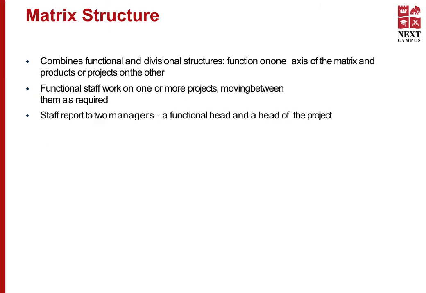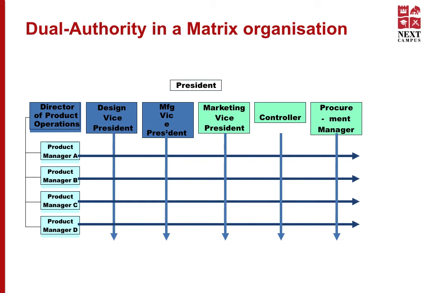Matrix structure. One of the preferred structures in today's volatile organizations is the matrix structure. It combines functional and divisional structures where you will have the functions on one axis and the products or projects on the other axis of the matrix. We will see this clearly in the next slide. Functional staff work on one or more projects, moving between them as required. Staff report to two managers, a functional head and a head of the project. This picture clearly shows the dual authority in a matrix structure.